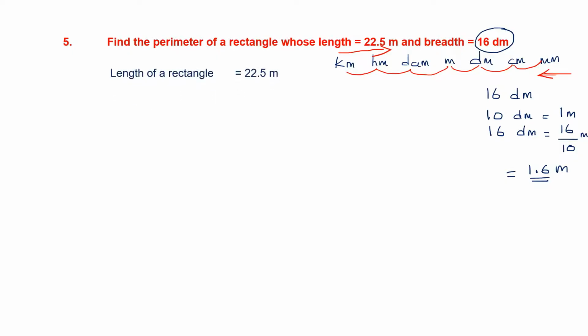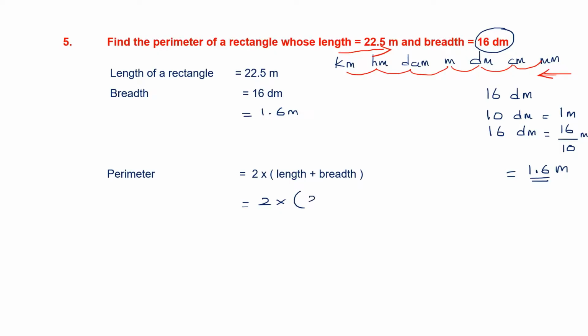Here the length of the rectangle is already given to us. Breadth is in decimeters, 16 decimeters, which we have just converted to 1.6 meters. So now both the units are the same, both are in meters. Now we can find the perimeter. Perimeter is 2 into length plus breadth. How much is length? Length is 22.5 meters. Now we need to add breadth to this, and breadth is 1.6 meters. So let's work this out.